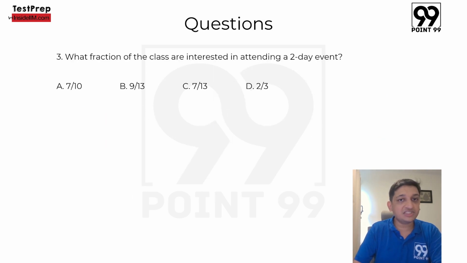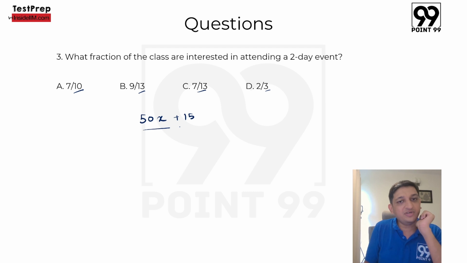Now let's look at the third question quickly. What fraction of the class are interested in attending a 2-day event? So 2 day में कितना fraction of the class interested है? If you observe this question carefully, यहाँ पे denominator is 10, 13, 13 and 3. Now we said that the number of boys will be a multiple of 50 and the number of girls we already knew is 15.